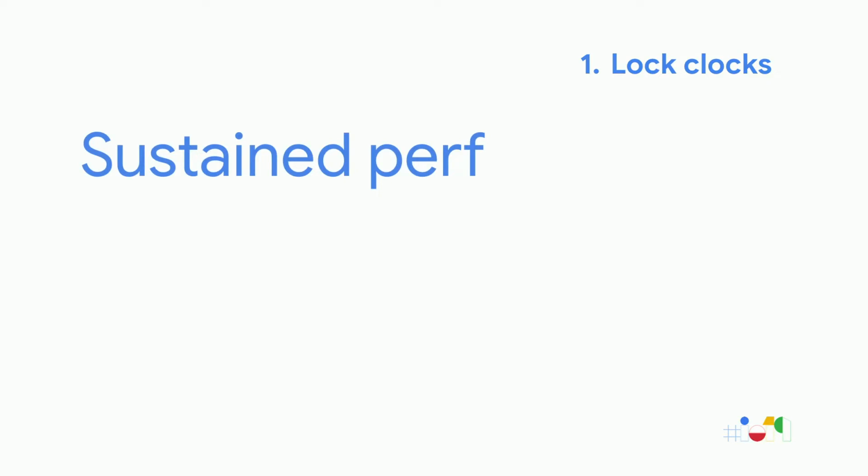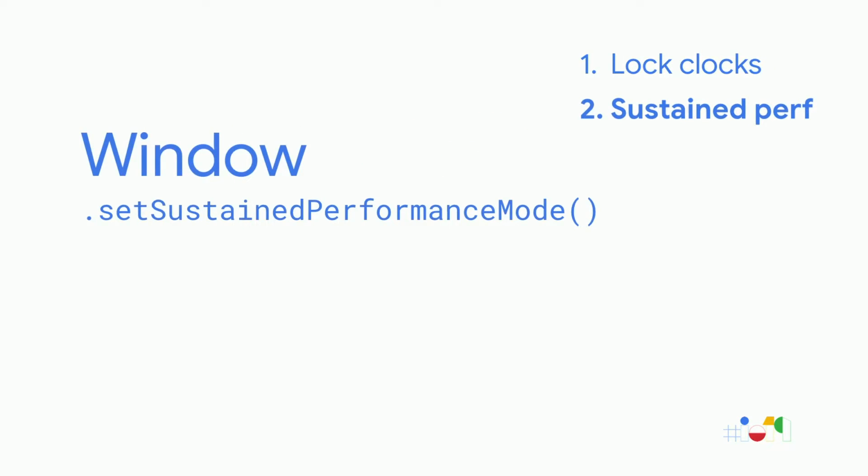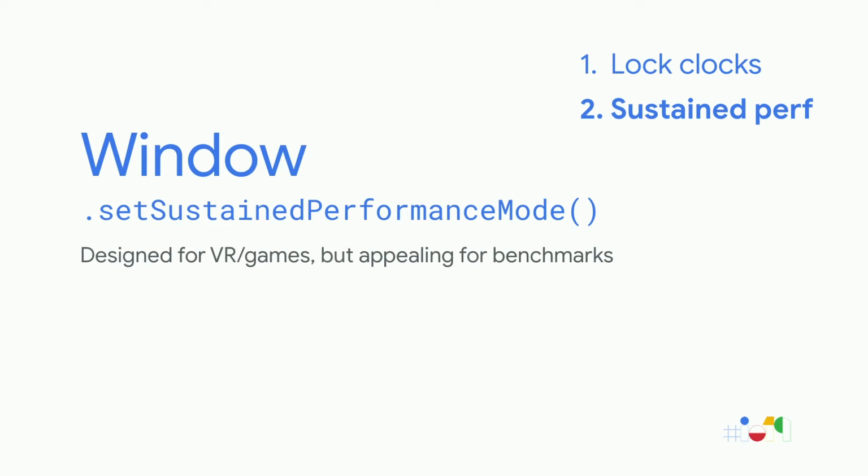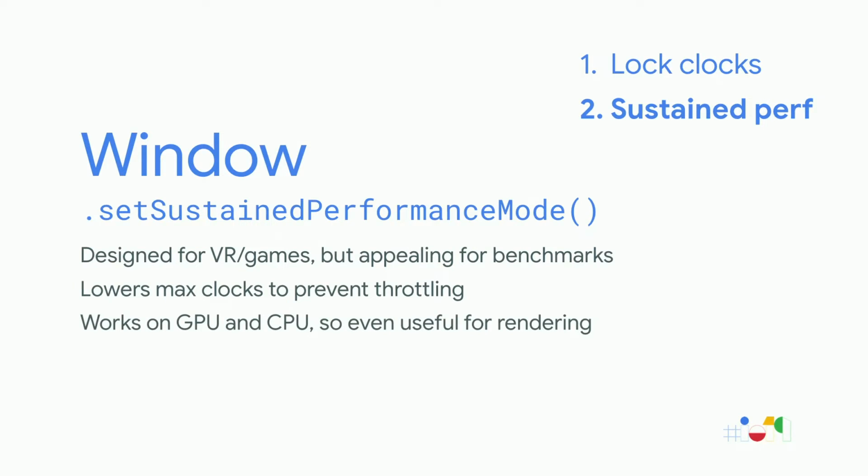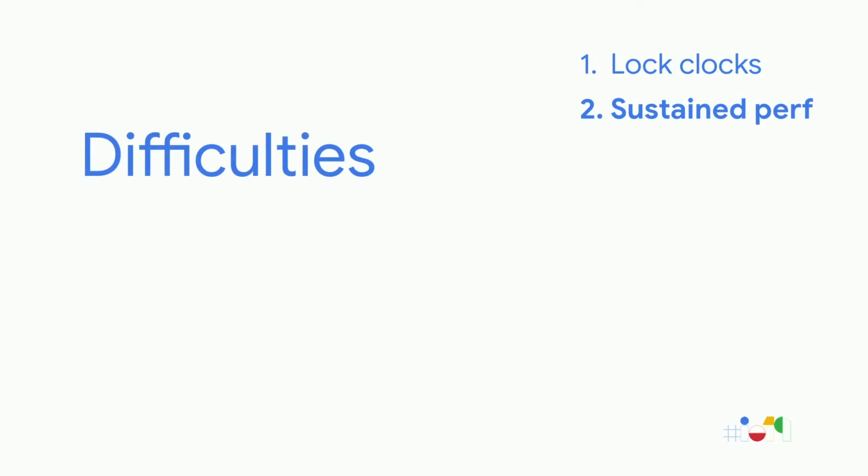Well, there was this API added in Android, window.setSustainedPerformanceMode. This was originally designed for VR and for games, but it's incredibly appealing for benchmarks. This is because it lowers the max clocks specifically to solve this problem, to prevent throttling. Perfect, right? And it also works on GPUs as well as CPUs, so it's even useful if you're wanting to do rendering benchmarking, say if you're a game. However, it comes along with a lot of difficulties.